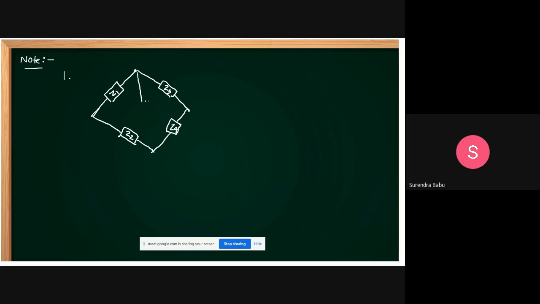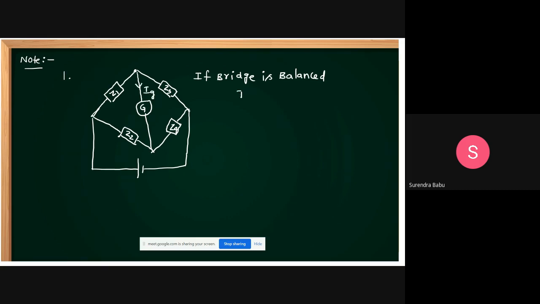Suppose any galvanometer or detector, or a current source or any element, is connected here, and this is the supply we are giving. Now in this case, if the bridge is balanced, this is covered in detail in the measurement subject, mainly for electrical students. If the bridge is balanced, let the current through the galvanometer be IG. Then what is the current through the galvanometer? 0. Then there is no significance of the element present in the galvanometer branch.